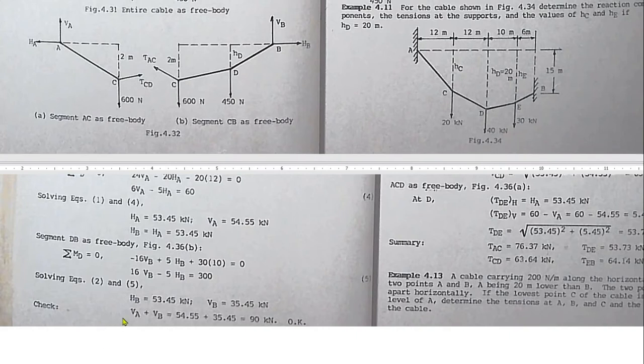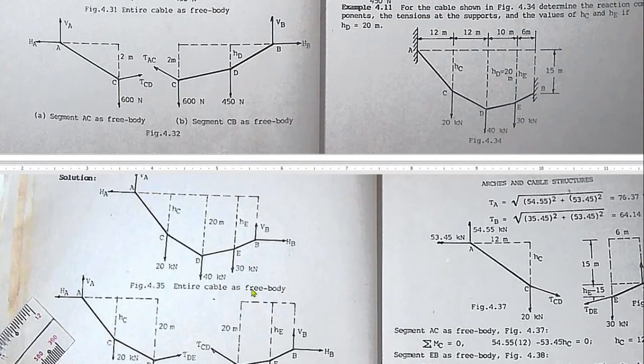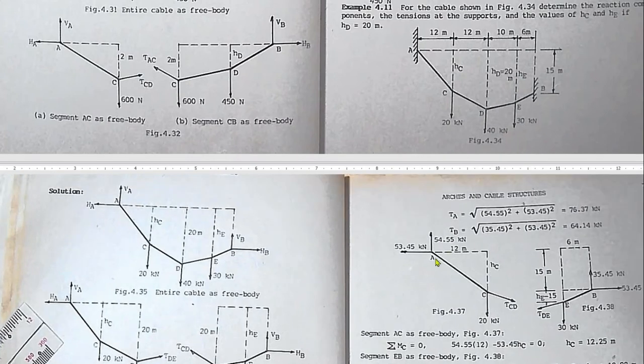And then as a check, vertical A plus vertical B should be equal to the loads, which is, there. Next, we will now get the tension at A and tension at B. Remember that the tension at A is simply the resultant of vertical reaction A and horizontal reaction A, which is equal to the square root of 54.55 squared plus 53.45 squared, equal to this.